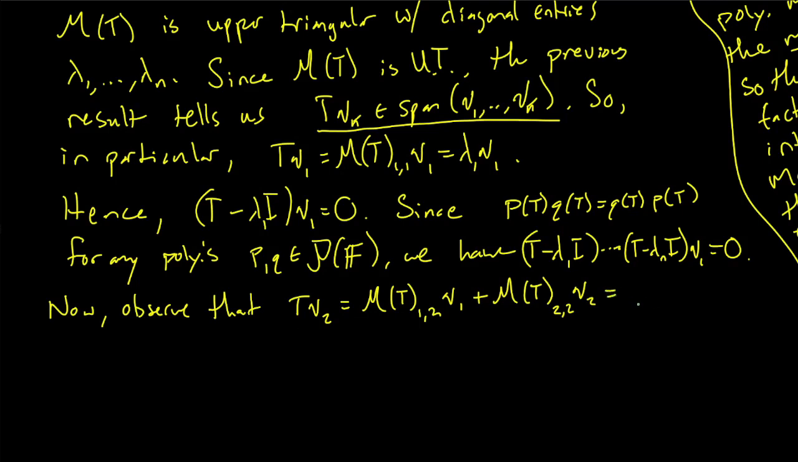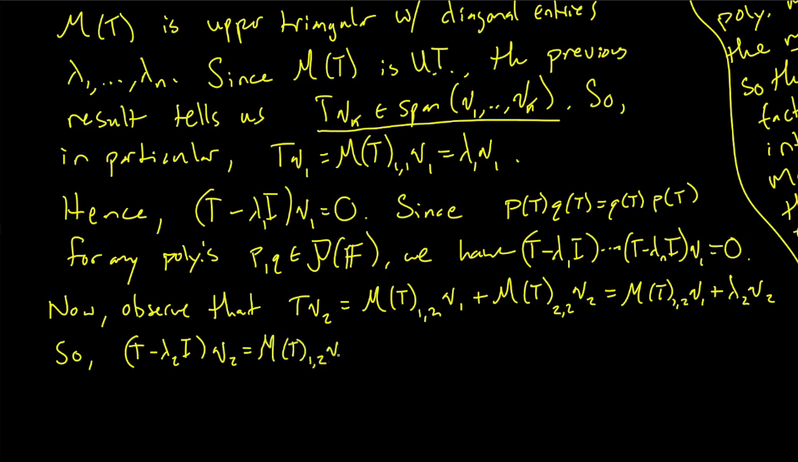This tells me that T of v2 is equal to some multiple of v1, the matrix of T entry 1,2 times v1, plus, what's the 2,2 entry? Lambda 2, that's on the diagonal, lambda 2 v2. So, (T minus lambda 2 I) of v2 is equal to the matrix of T entry 1,2 times v1, which is in the span of v1. Oh, okay.